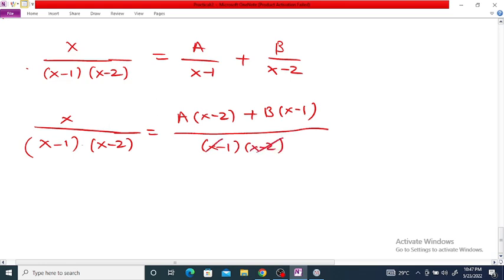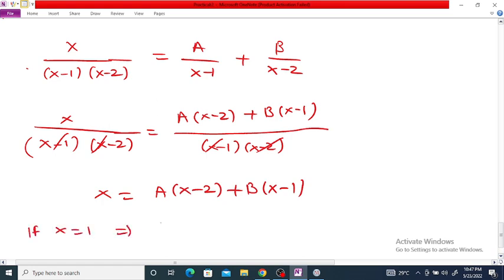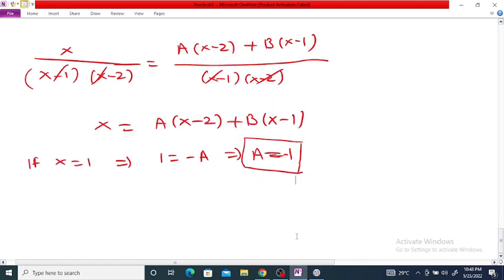So this will get cancelled here. So it is x is equal to a times x minus 2 plus b times x minus 1. Now if we put x is equal to 1, then 1 is equal to minus a. So this implies a is equal to minus 1. And if x is equal to 2, then 2 is equal to b. So this implies b is equal to 2.